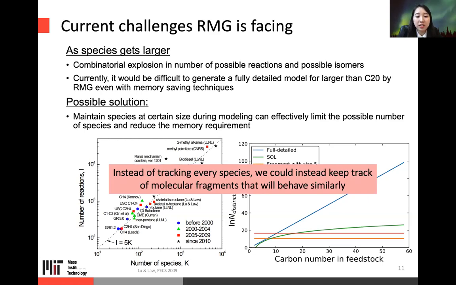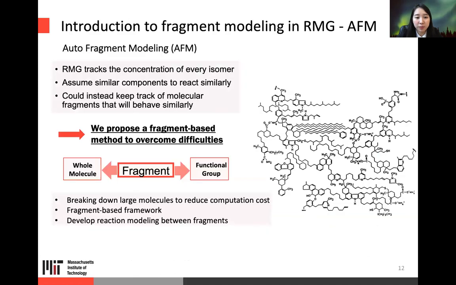So the idea is that instead of tracking every species, we can keep track of molecular fragments that will behave similarly. The idea of a fragment is trying to limit the species size between the whole molecule and the tiny single functional group. And it will break down large molecules to reduce the computational cost, and then develop the reaction modeling between the fragments.